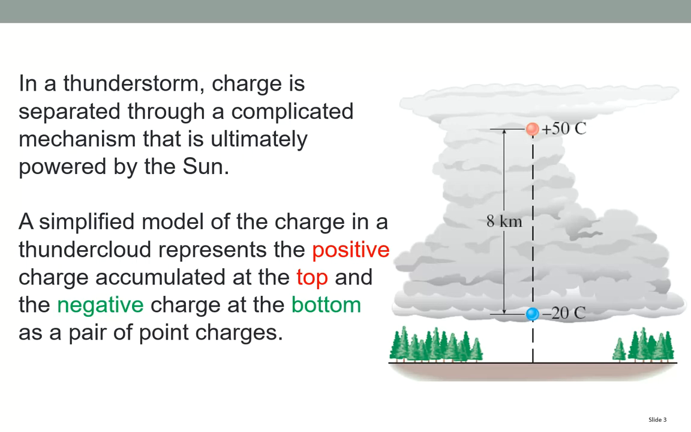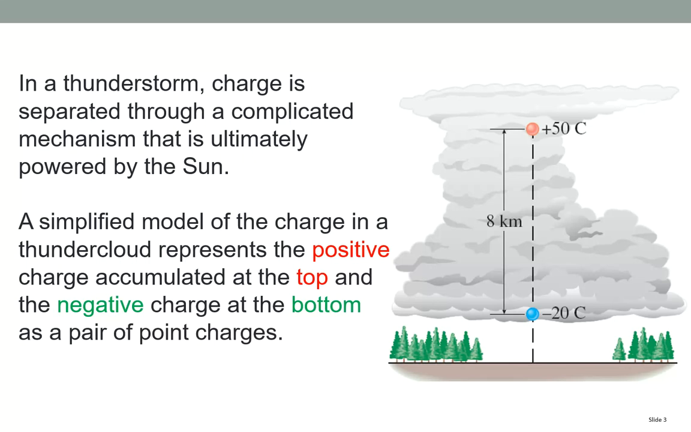In a thunderstorm, charge is separated through a complicated mechanism that is ultimately powered by the sun. So what's that mechanism? You have water falling through ice crystals. You have the rubbing of water on ice. Why is it ultimately driven by the sun? Well, over 99% of everything that happens on Earth is driven by the sun. The sun heats the air, causes hot air to rise, and that's ultimately the driver.